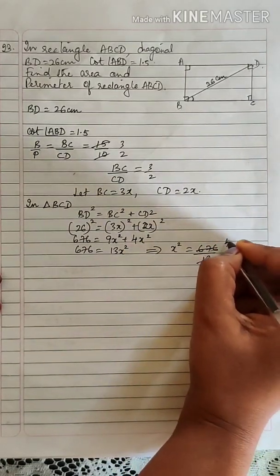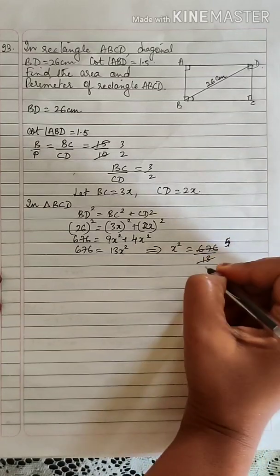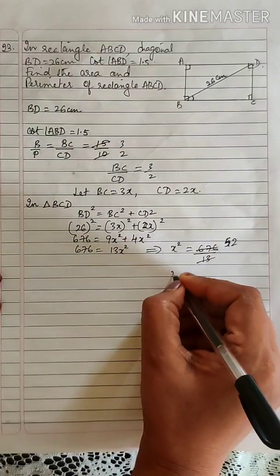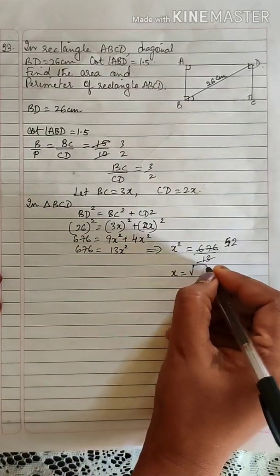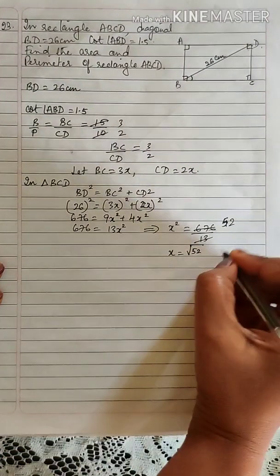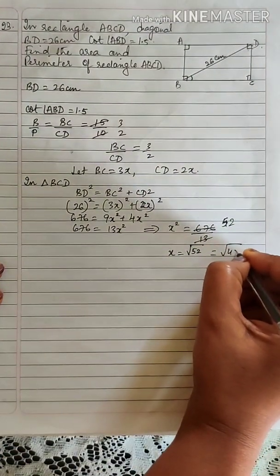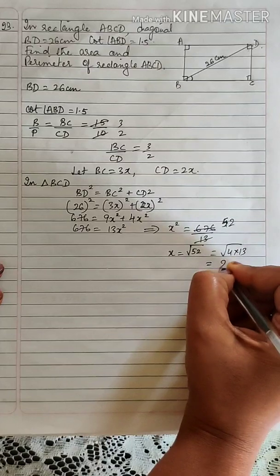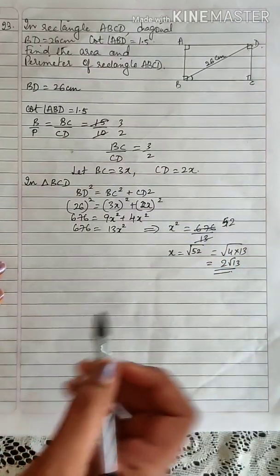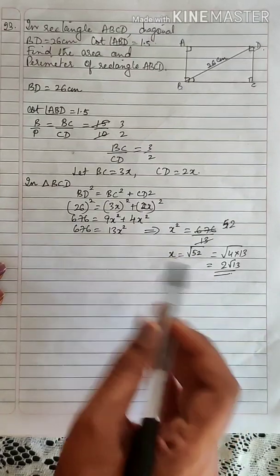So sorry, 13 5s are 65, and you get 2. So you get x square is equal to 52, or x is equal to root 52. Now 52 can be written as 4 into 13, so this will become 2 root 13. So you have got the value of x as 2 root 13.